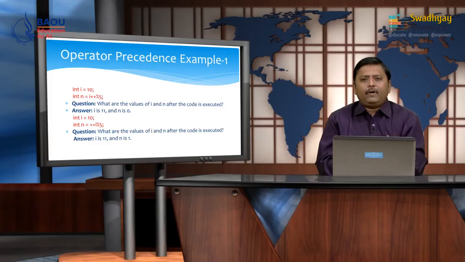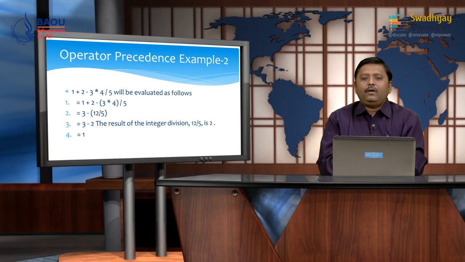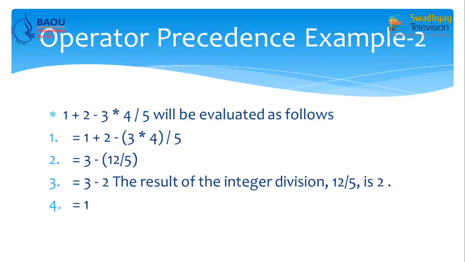Now, we take one more example where we use more than one operator, and operators with the same precedence. The previous example was clear because one operator had an obviously higher precedence than the other, but what will happen if both operators have the same precedence? So, we take another example. On screen you can see we have an expression like this: 1 + 2 - 3 * 4 / 5. Now, how will this be evaluated?